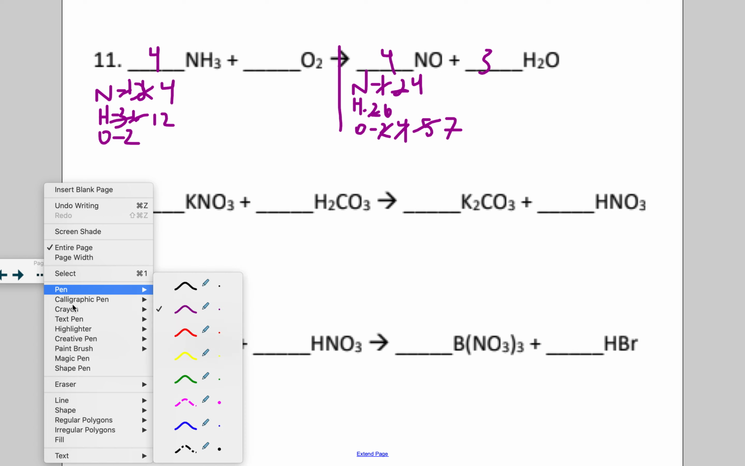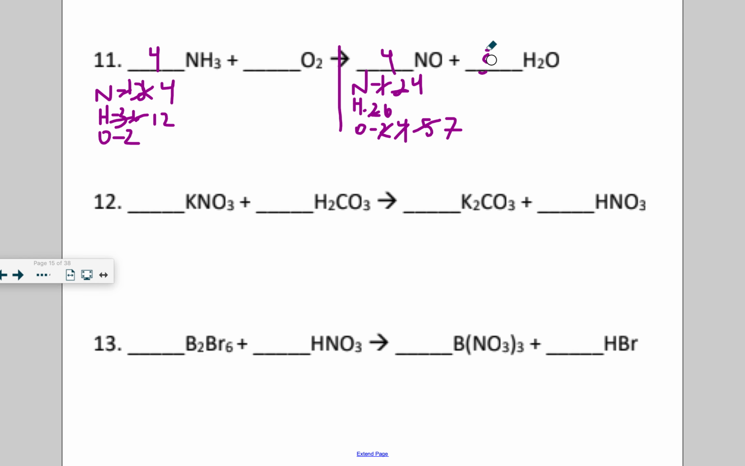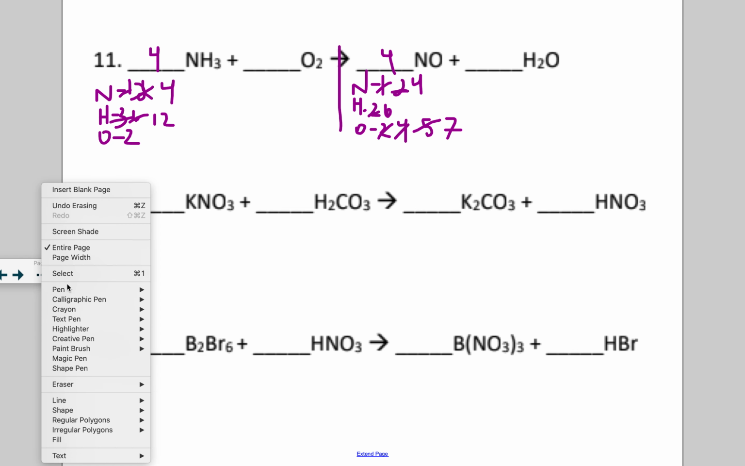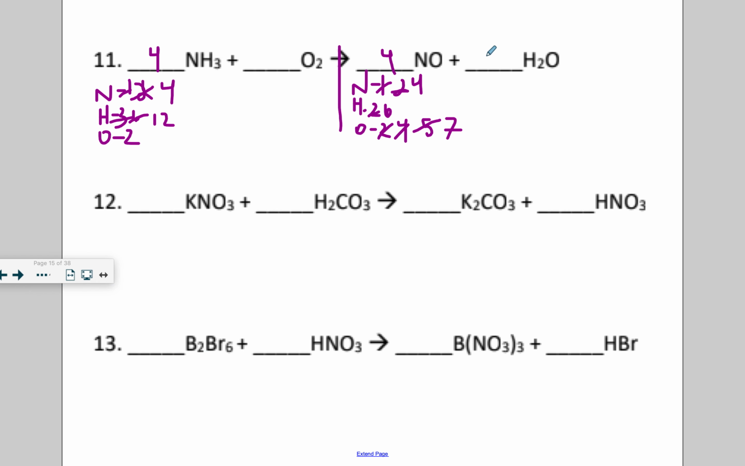Change the coefficient in front of water. So I got to get to 12, so I'm going to put a 6 there. So now I have 12. 4 times 1 is 4. 6 times 1 is 6. 4 plus 6 is 10. And then I come back and put a 5 here.